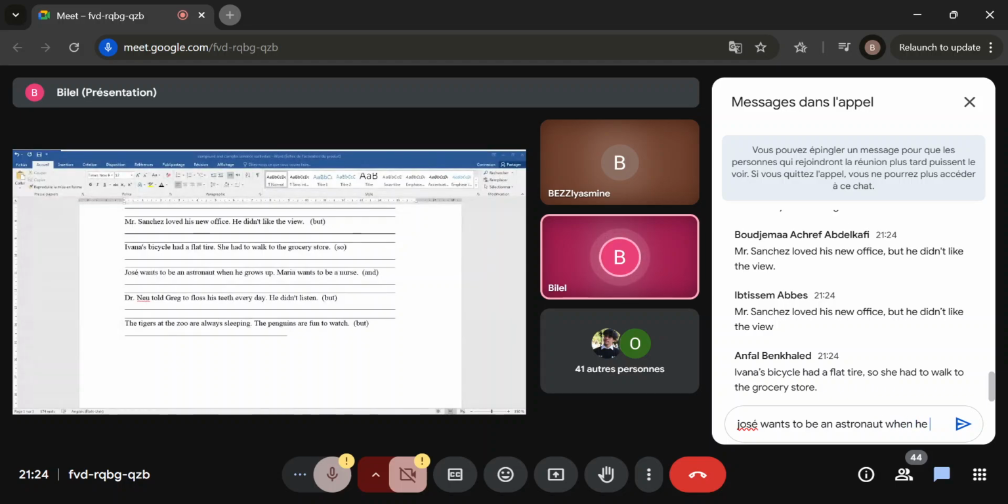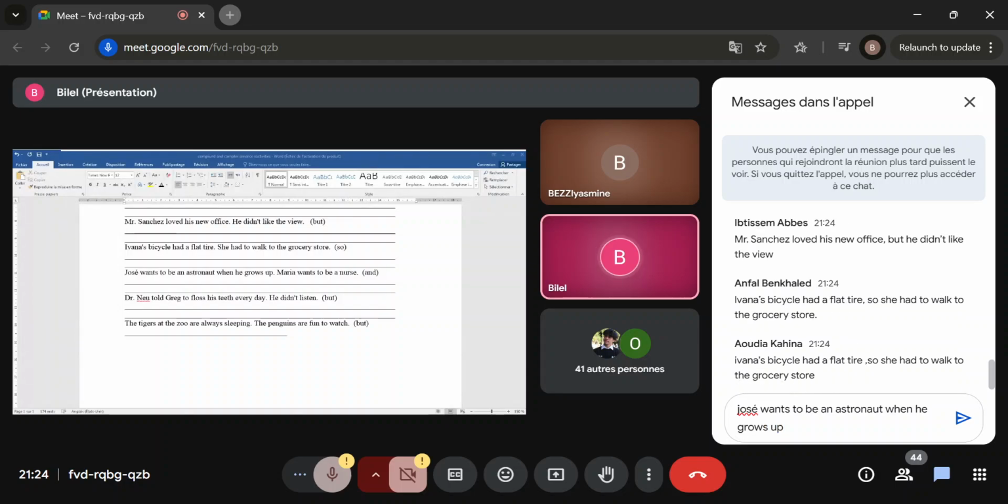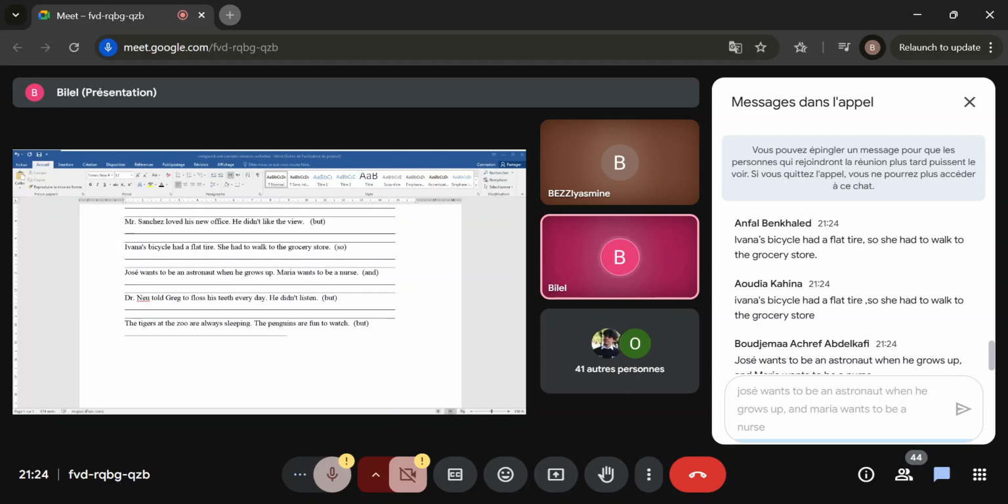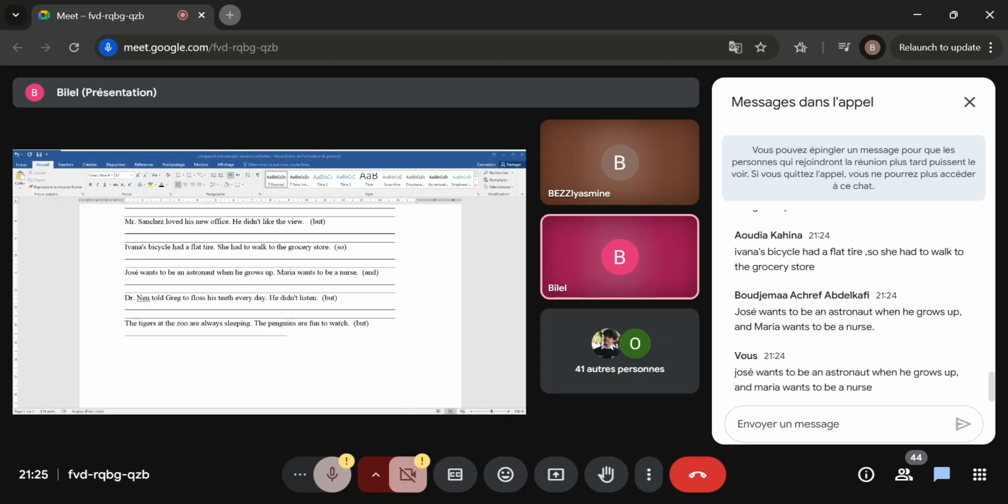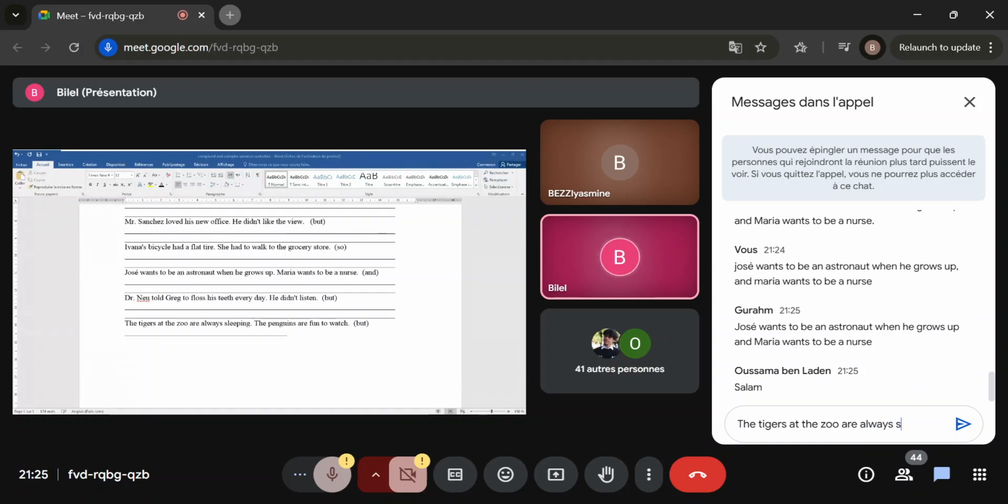Correct. Josie wants to be an astronaut when he grows up. The second: Maria wants to be a nurse. Josie wants to be an astronaut when he grows up, comma, and Maria wants to be a nurse. Correct. Yes. Next sentence. Yes, correct. What is the comma? Josie wants to be an astronaut when he grows up, comma, and Maria wants to be a nurse. He didn't put a comma.